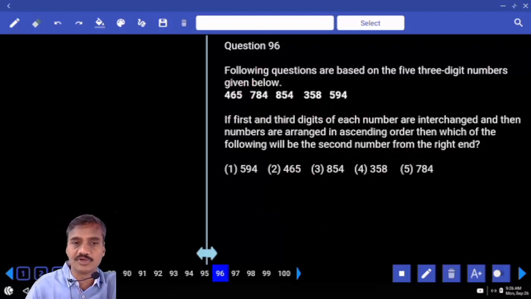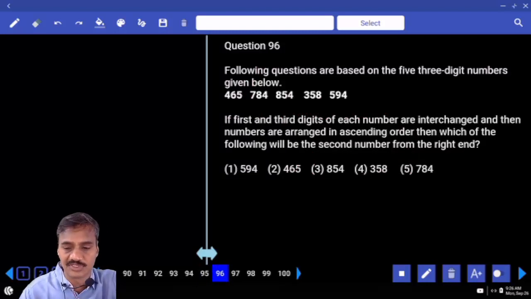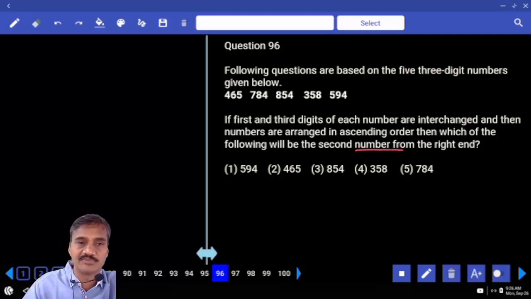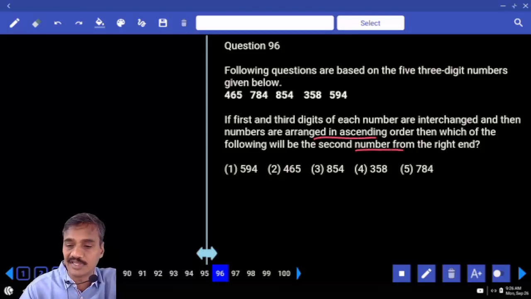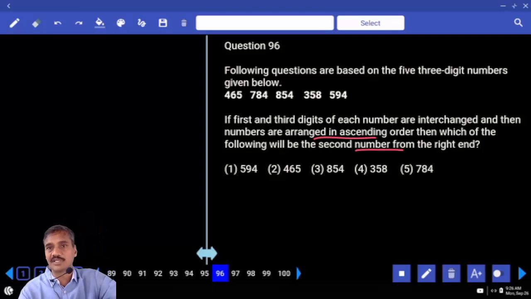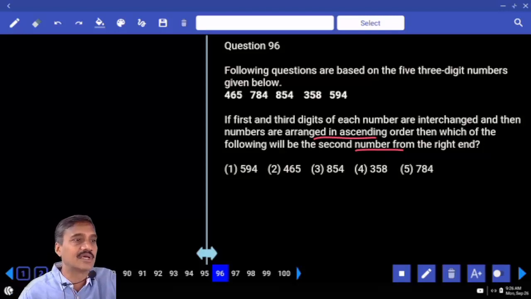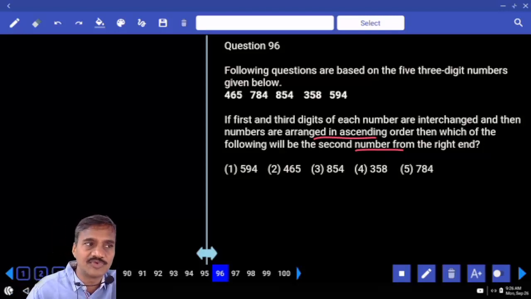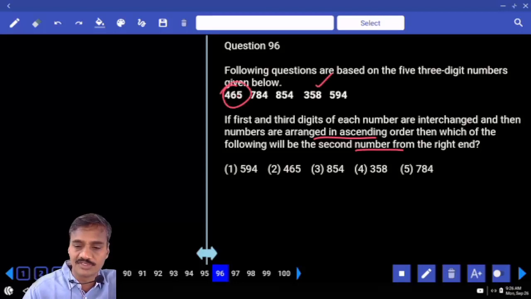The first and the third digits of each of the numbers are interchanged. That means the entire number is reversed. Then which of the following will be the second number from the right hand? Then they are arranged in ascending order. Ascending order అంటే second from the right is nothing but second highest number. మరి ఏ డిజిట్ మనకి ఫస్ట్ ప్లేస్లోకి వస్తుంది? థర్డ్ డిజిట్. థర్డ్ డిజిట్లో సెకండ్ హైయెస్ట్ చెప్పండి. 5 4 4 8 4. 8 is the highest, second highest is 465. Hence 465, that is choice 2, question number 96.